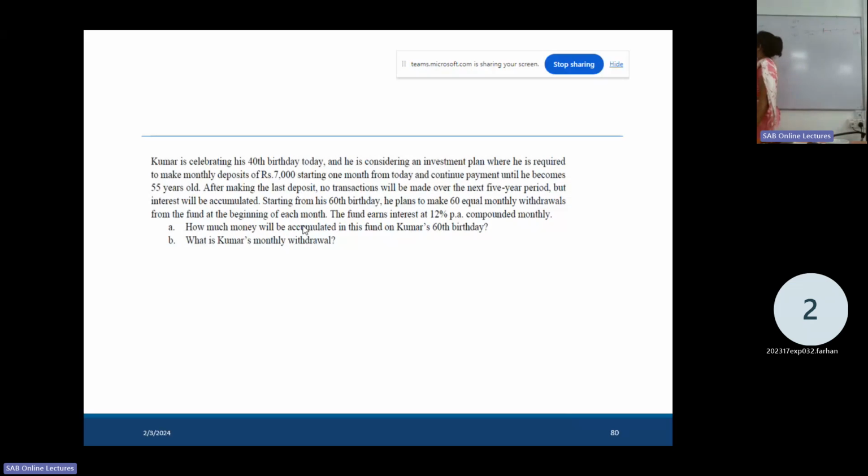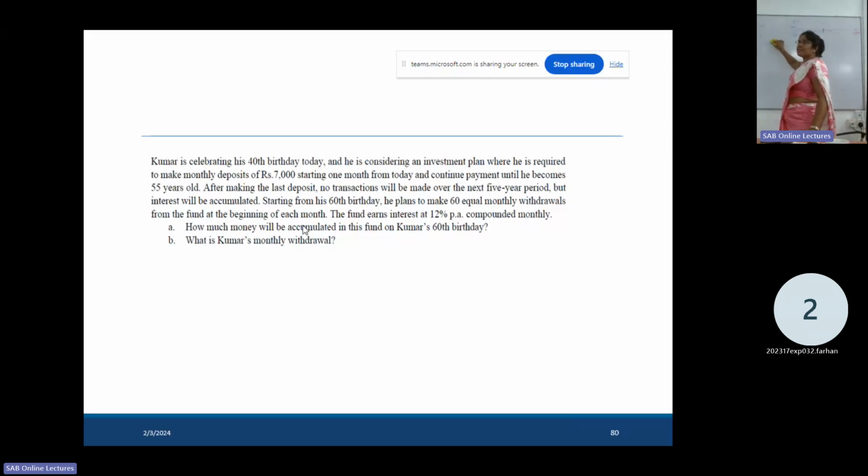So you can see now you are at the 40th birthday. So you are making 180 monthly deposits until you reach 55 years old. Then for the next 5 years there is no transaction. For 5 years there is no transaction in the account, but interest is calculated. Then from the 60th birthday you withdraw 60 installments. That is the equation. So I ask you, what is the accumulated fund here?